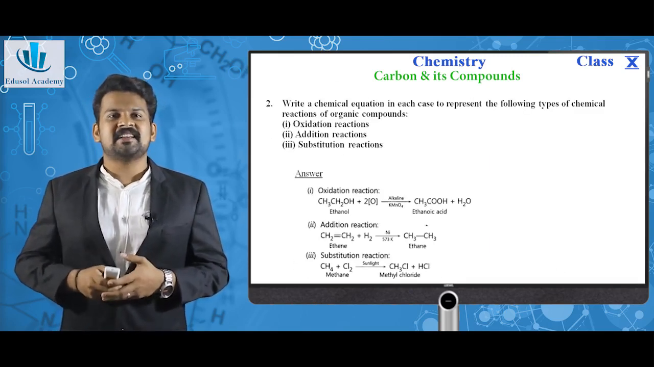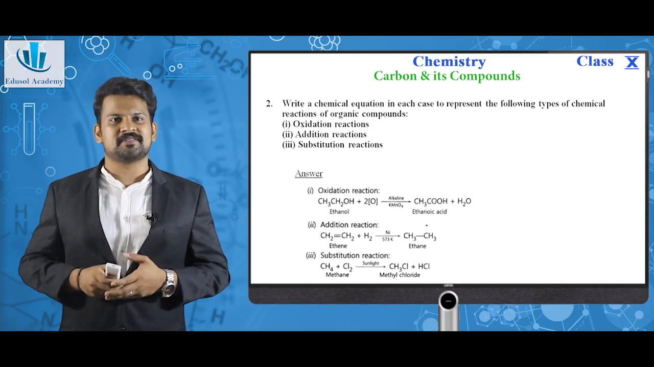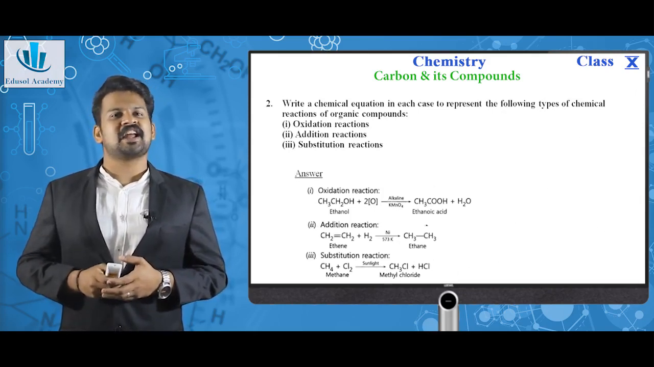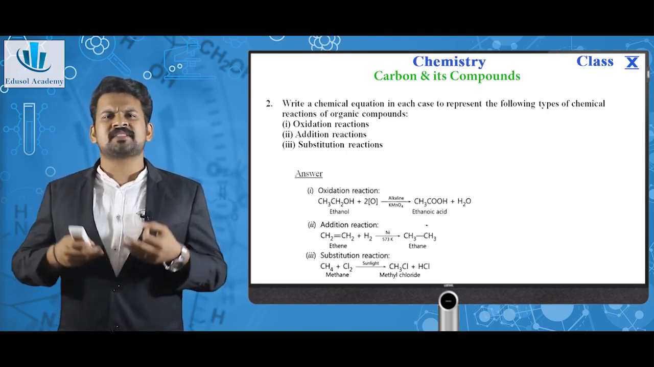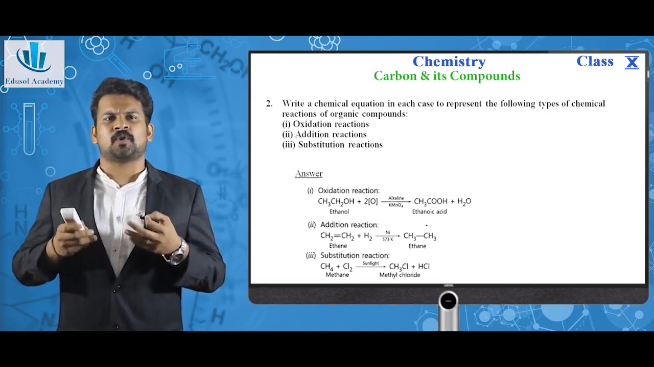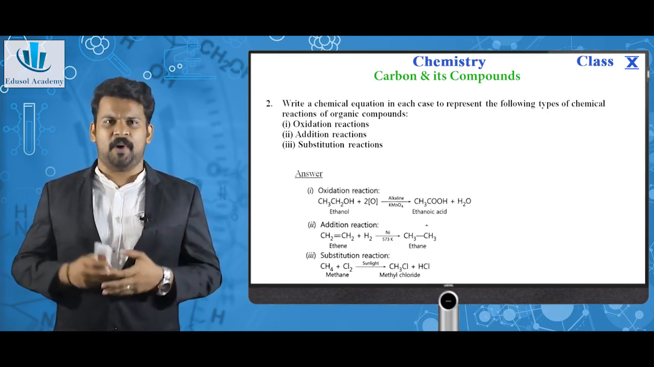Next question: write a chemical equation in each case to represent the following types of chemical reactions of organic compounds: oxidation, addition, substitution. As we have studied, these are the simplest addition, oxidation and substitution reactions that you are mainly focused on for organic compounds.